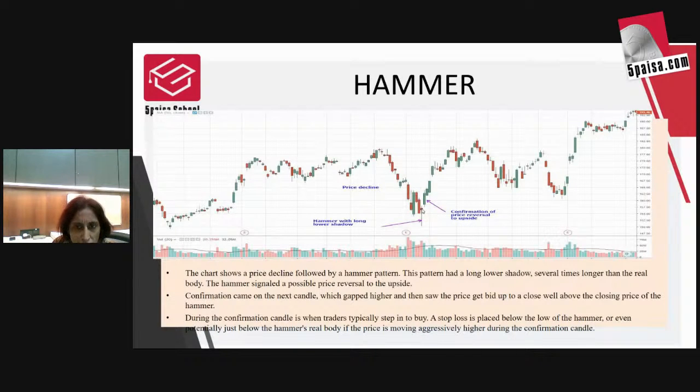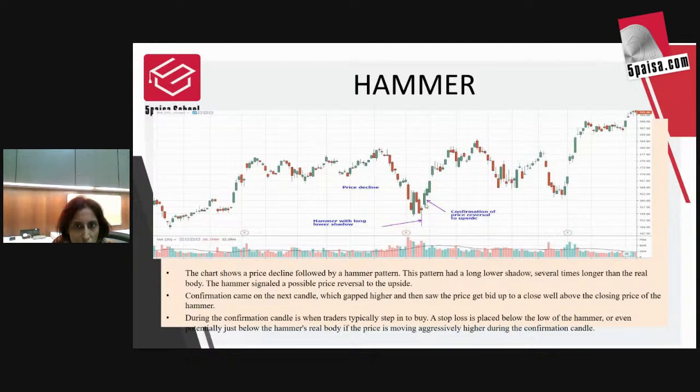So the chart shows a price decline followed by a hammer pattern. This pattern had a long lower shadow, several times longer than the real body, and the hammer signaled a possible price reversal to the upside. So in a declining, downtrending market, we witnessed a hammer. The confirmation came from the next candle, that the price is moving to the other side. After you witness this hammer and look at the candle on the very next day, the confirmation of price reversal to the upside is very much to be witnessed. And that is what you get to see: from here on, the reversal is more towards the upside.